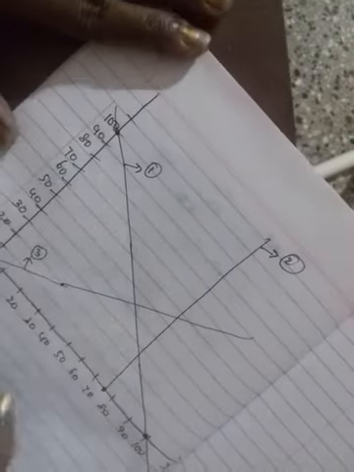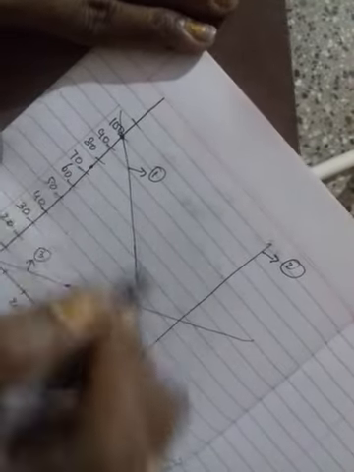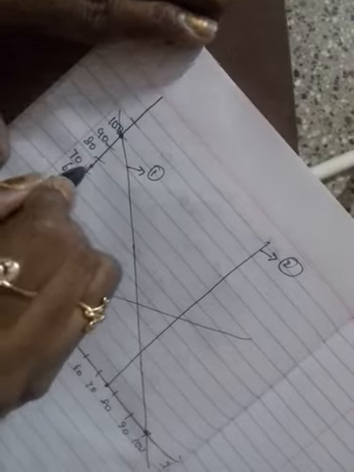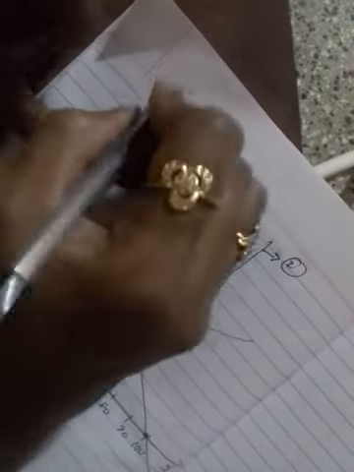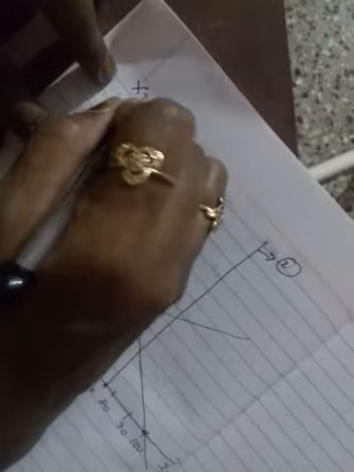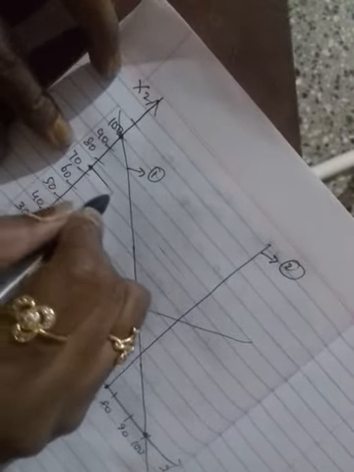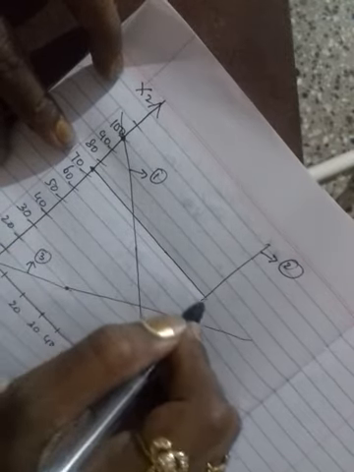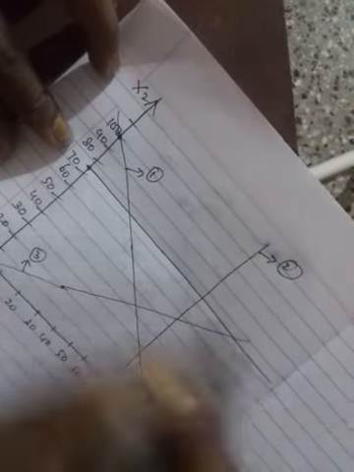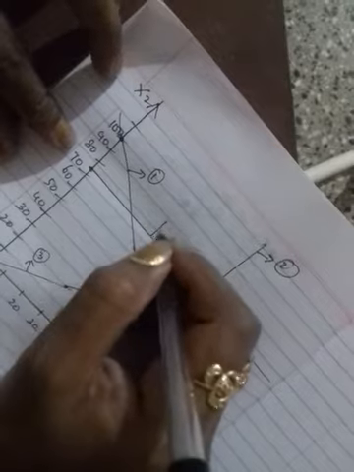Equation 4 is (0, 75). 0 is here and 75 is somewhere here. So we have to draw one perpendicular line towards your x2, or a parallel line towards your x1. So this is equation 4.